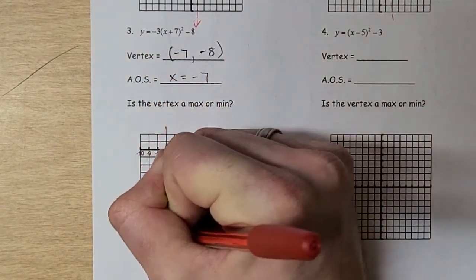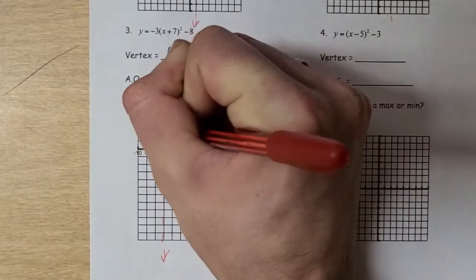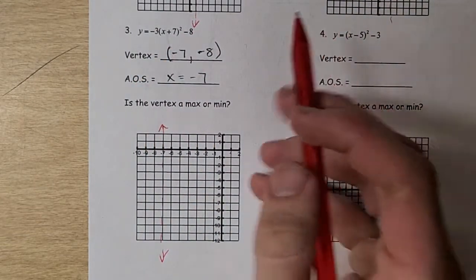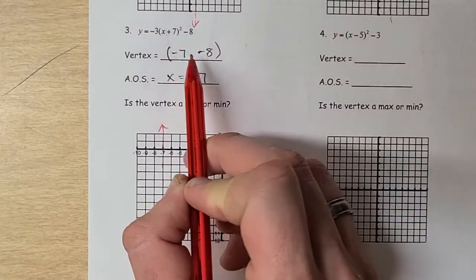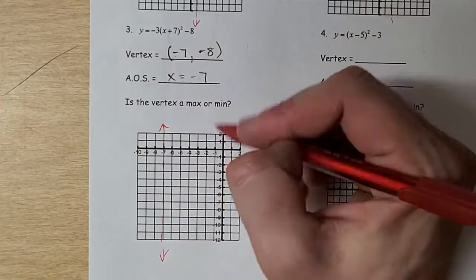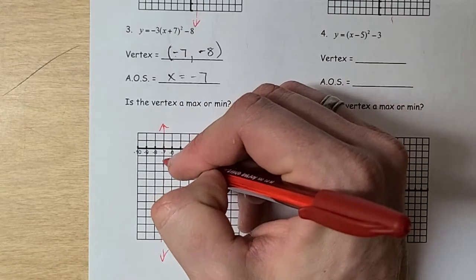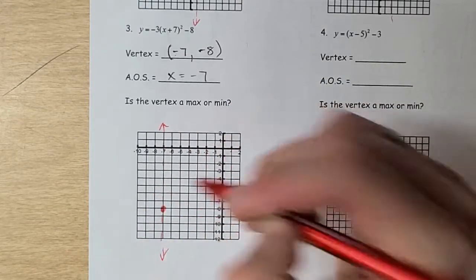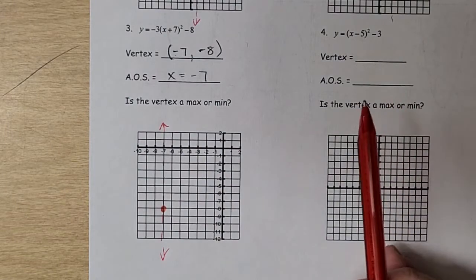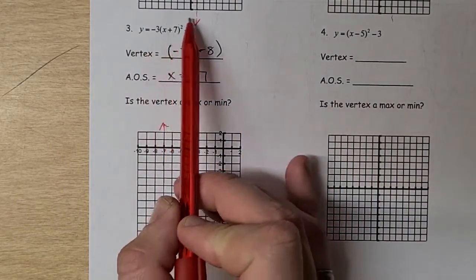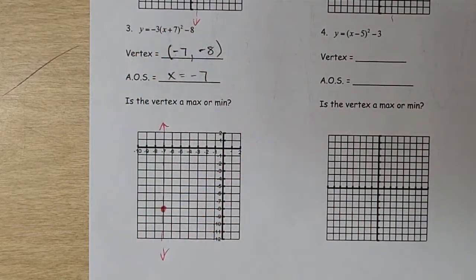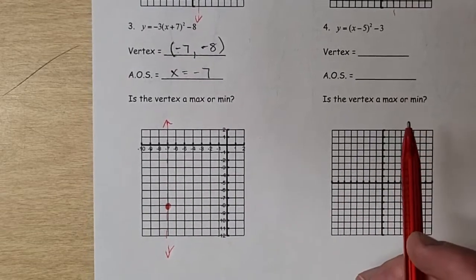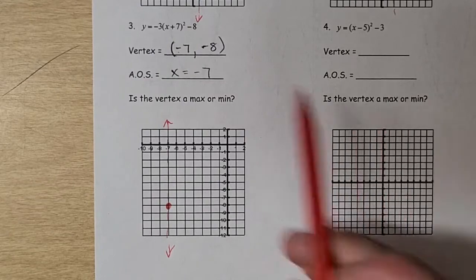Now it doesn't actually ask you to draw the axis of symmetry, so you don't have to if you don't want to. I just kind of like to. I'm going to put my vertex negative 7, comma, negative 8. So I go negative 7 all the way down to negative 8. There's my vertex. Now, I could ask this question. I could say, based on this, is my parabola going to be flipped up or flipped down? And you all should be able to tell me that it's going to be flipped down because of this negative.